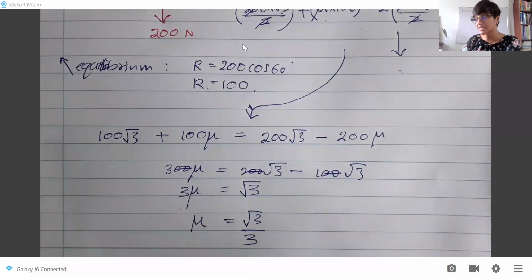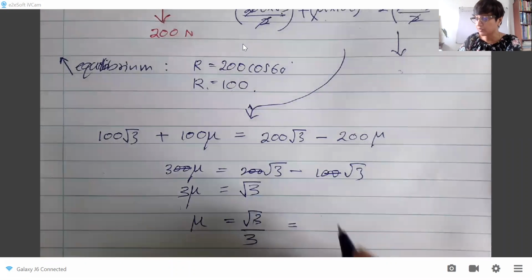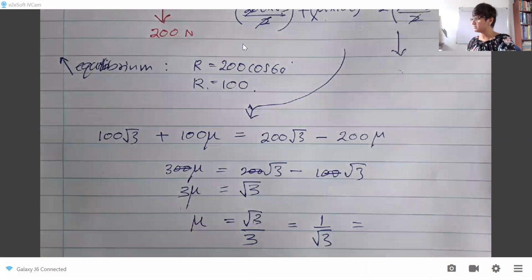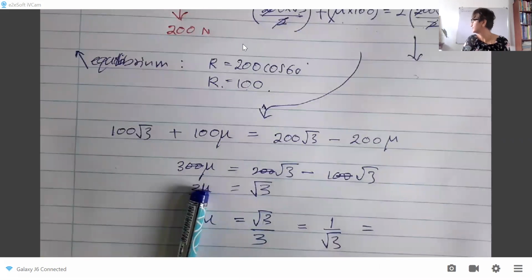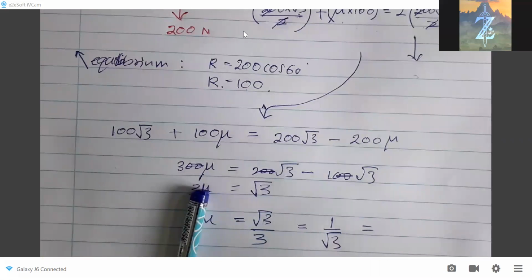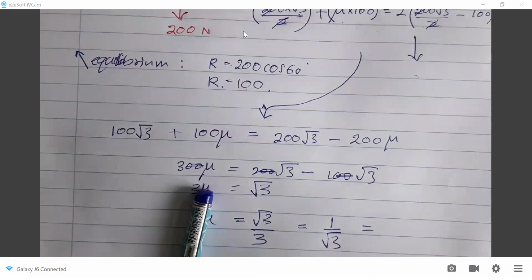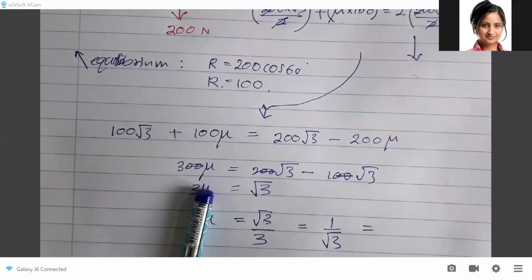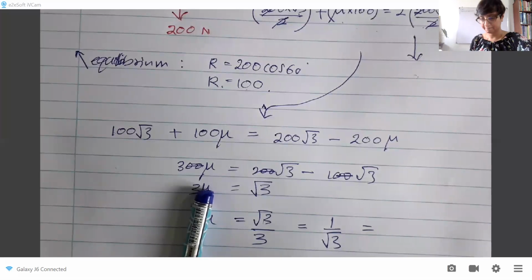Is that 0.57? So this is 1 over root 3. Is that 0.57? Shall I get my calculator? Yes. Great.